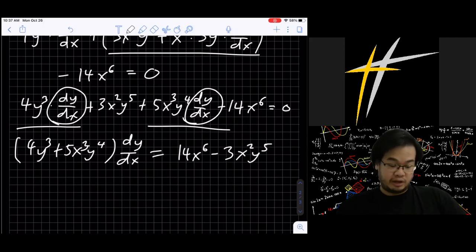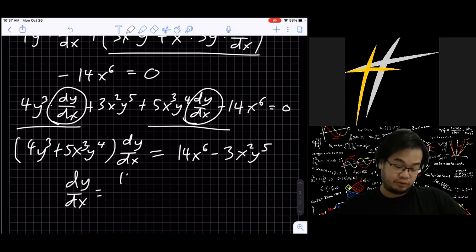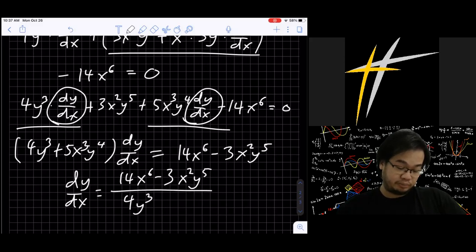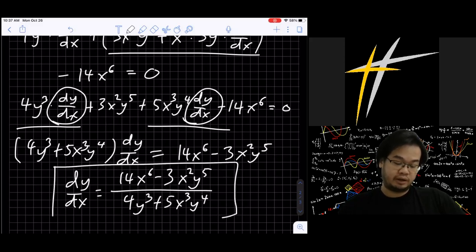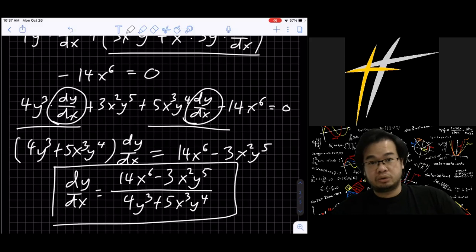So now we can just find dy/dx by dividing by the coefficient. So dy/dx is 14x to the power 6 minus 3x squared y to the power 5, over 4y cubed plus 5x cubed y to the power 4. So this is the value of dy/dx. Usually I told you that you need to change the y into x if it is a function, right? But in this lesson, in particular deriving a relation, you don't need to do that. So it's okay to have this as your final answer.